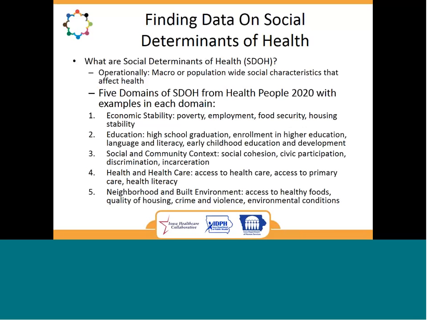And then we've taken the time to give you examples of each of those domains. With economic stability, there's poverty, employment, food security, housing stability. Education has graduation rates, enrollment rates, literacy, and early childhood factors. Social and community context includes social cohesion, civic participation, discrimination, incarceration. Health and healthcare includes access to healthcare, access to primary care, and health literacy. And then our 5th one, neighborhood and built environment, has access to healthy foods, quality of housing, crime and violence, and environmental conditions.